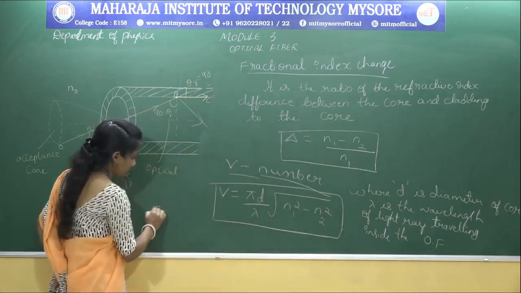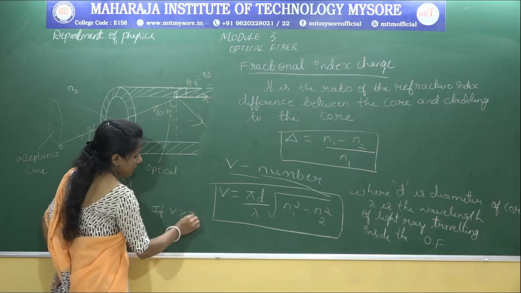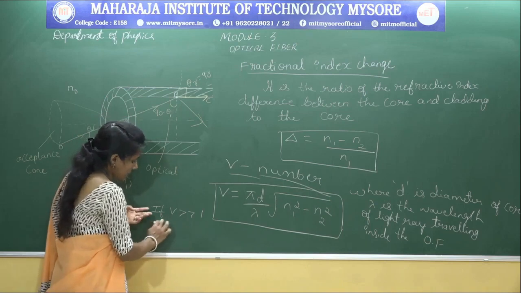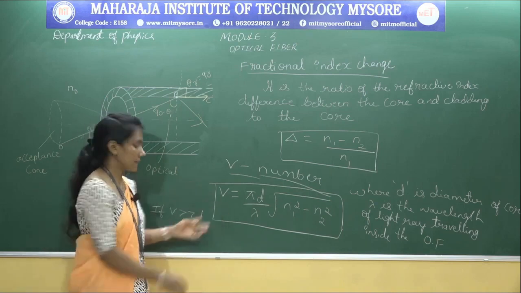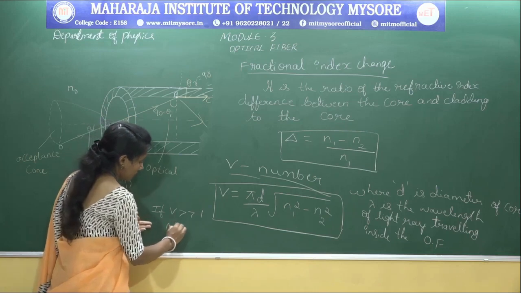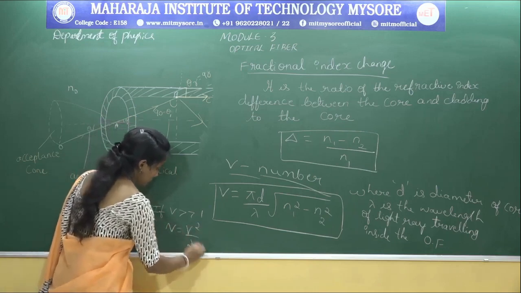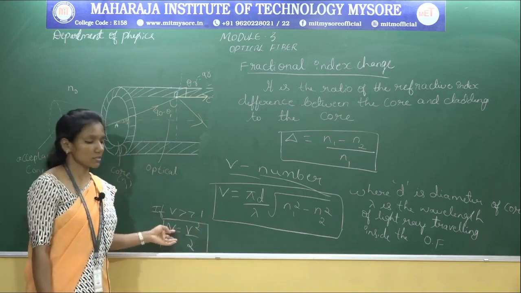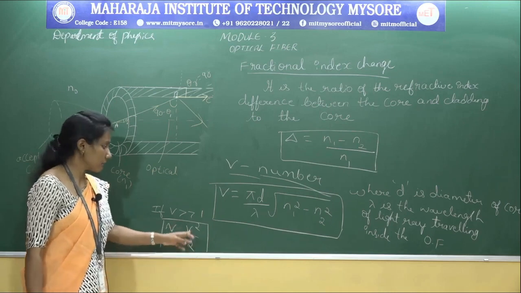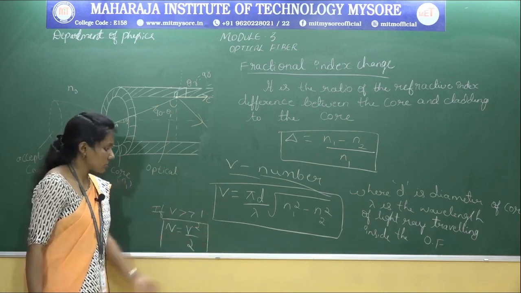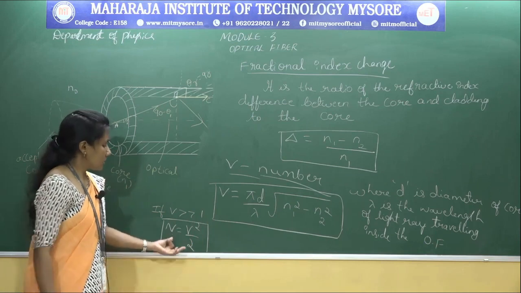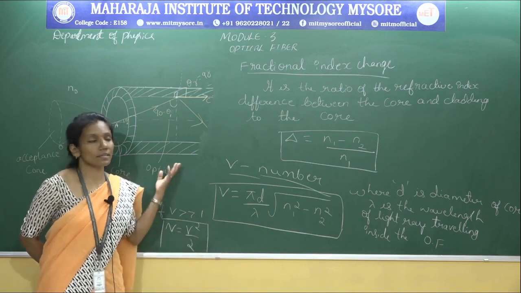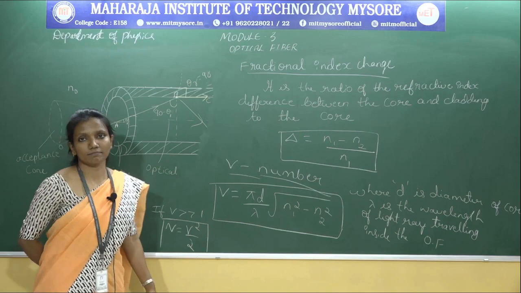Suppose V is very much greater than 1, then a large number of modes is supported inside the optical fiber. That is represented by n is equal to V square by 2 to calculate the number of modes, where n is the number of modes and V is the parameter. There is no unit for this. Like this we can calculate the number of modes that can propagate inside the optical fiber.